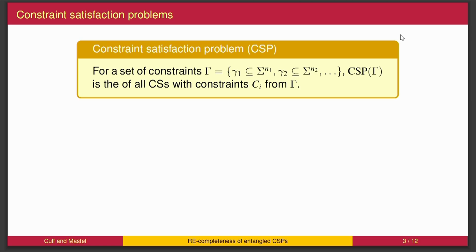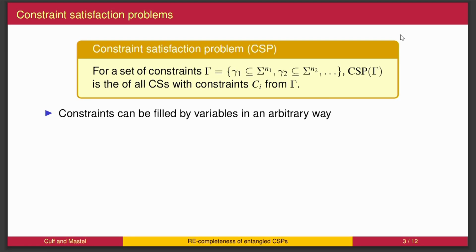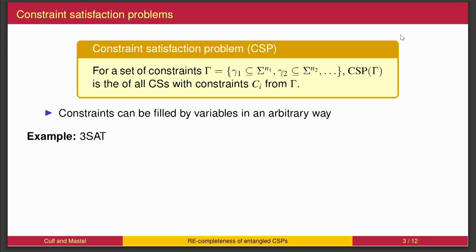This can be brought to the level of a language in the sense that you start with some fixed set of constraints and then you build up the possible constraint systems over larger and larger sets of variables that take those constraints and fill them in an arbitrary way with the variables. So let me give some examples if this seems very abstract.